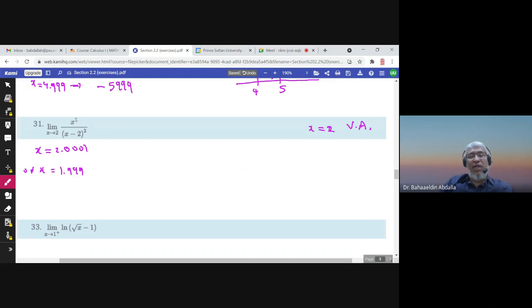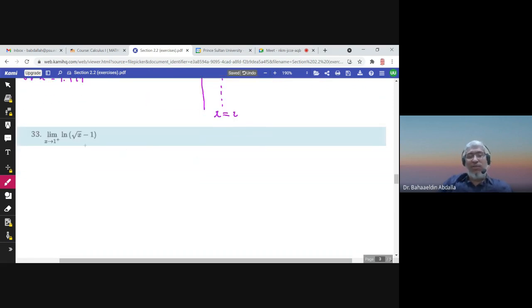X squared in the numerator is always positive, and x minus 2 to the power 2 is always positive. So 2.001 minus 2 to the power 2 would be positive. 1.999 minus 2 to the power 2 would be positive. So the answer of this limit would be always positive. This means the limit is always infinity, whether you come from the right or from the left to the line x equals 2. So this line is a vertical asymptote. If you come from the right of 2, the graph will go to infinity. If you come to the left of 2, the graph will also go to infinity.